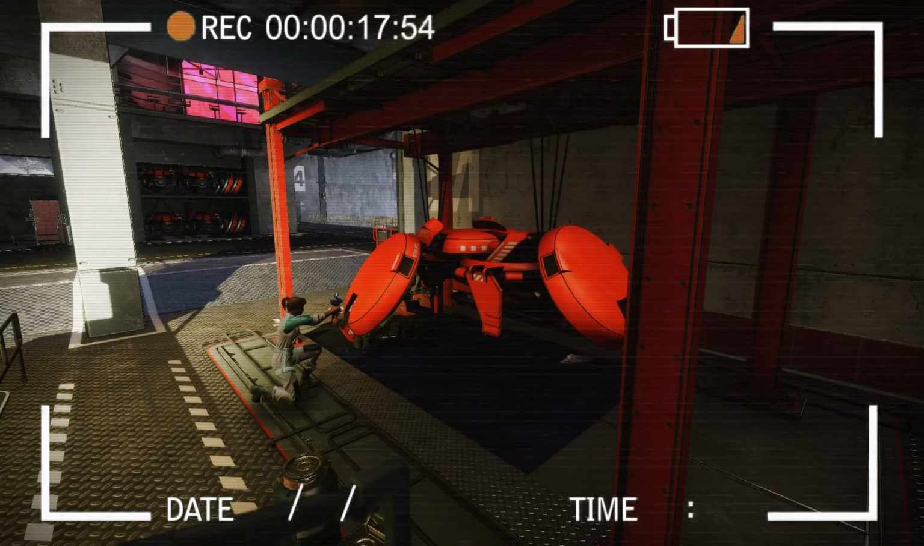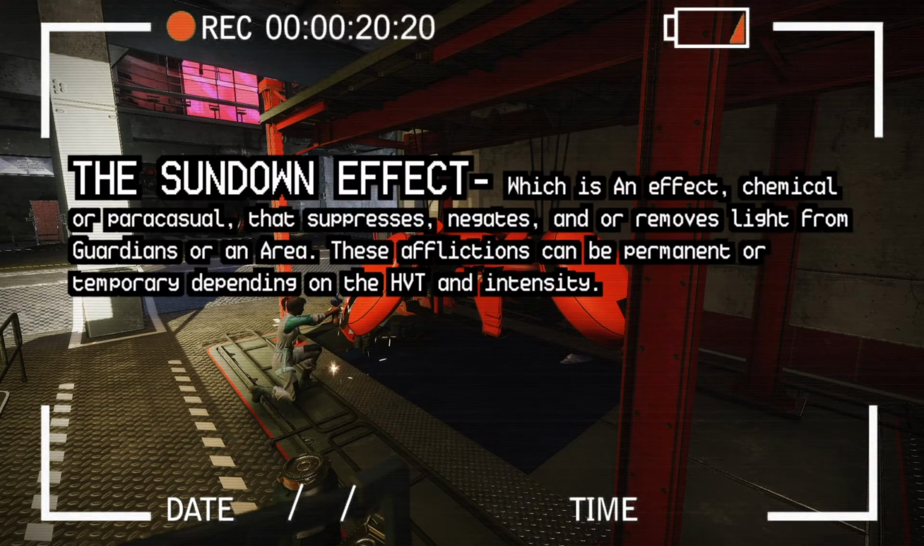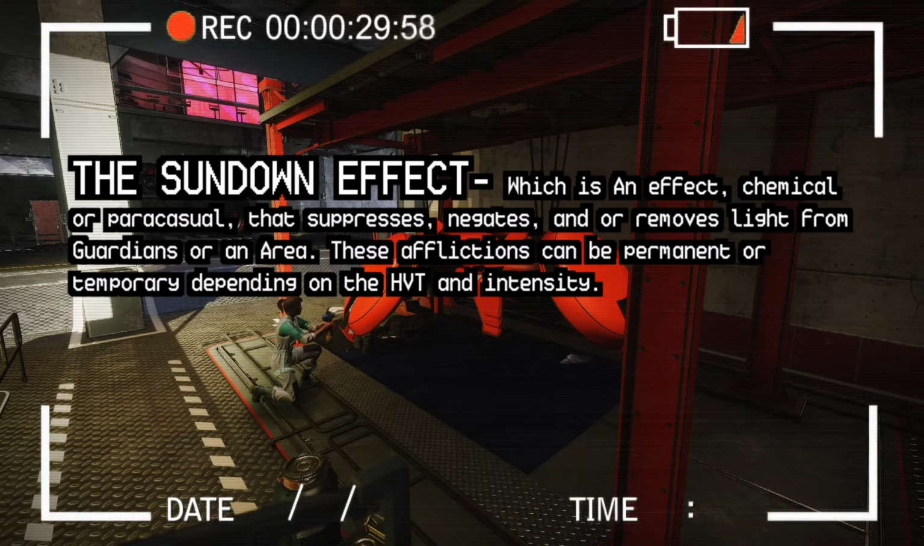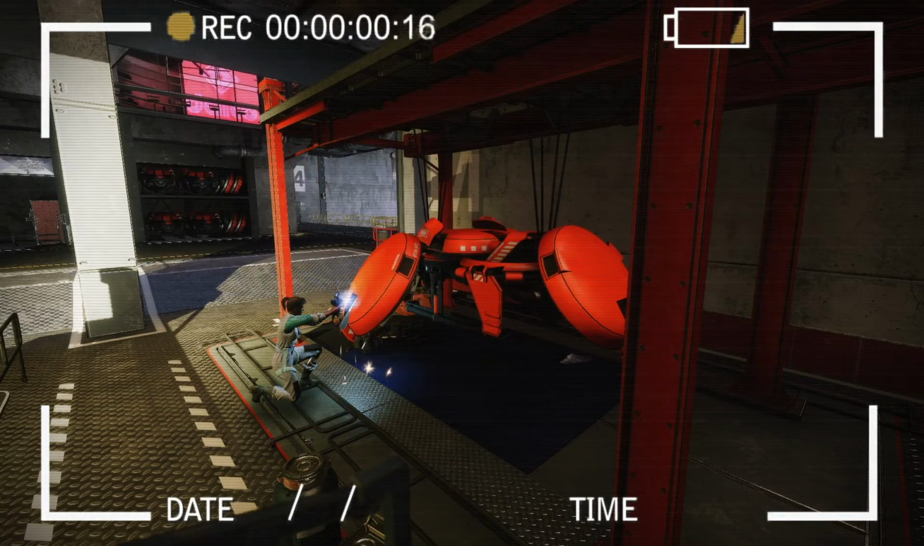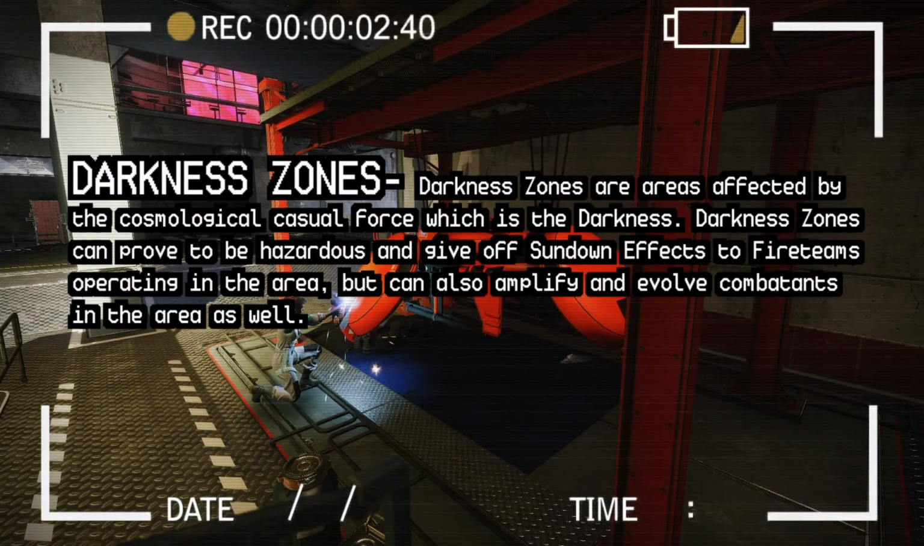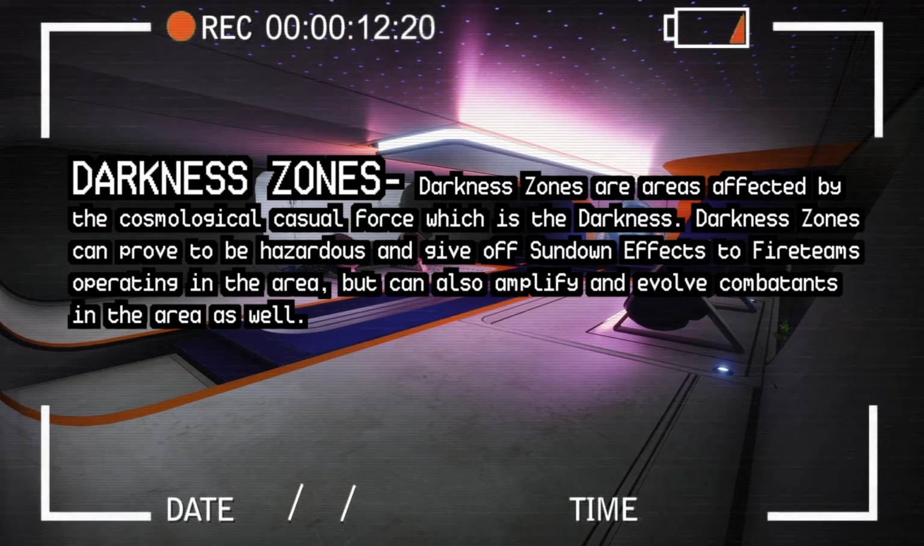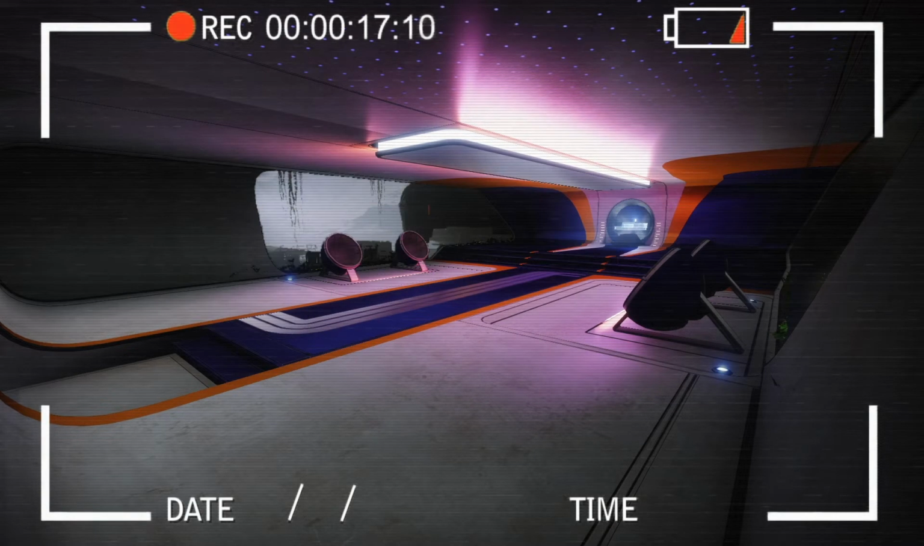Other hazards include the sundown effect, which is an effect, chemical or paracausal, that suppresses, negates, or removes light from Guardians or an area. These afflictions can be permanent or temporary depending on the HVT and intensity. Darkness zones. Darkness zones are areas affected by a cosmological causal force, which is the Darkness. The darkness zones can prove to be hazardous and give off sundown effects to the fire teams operating in the area, but can also amplify and evolve combatants.